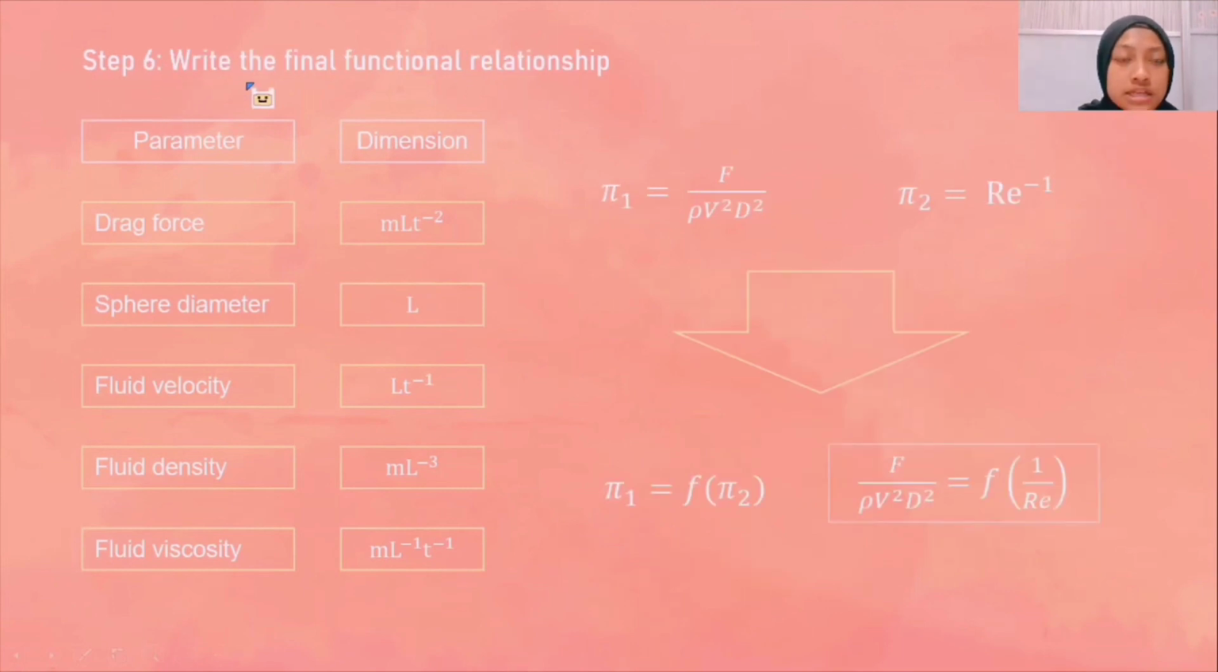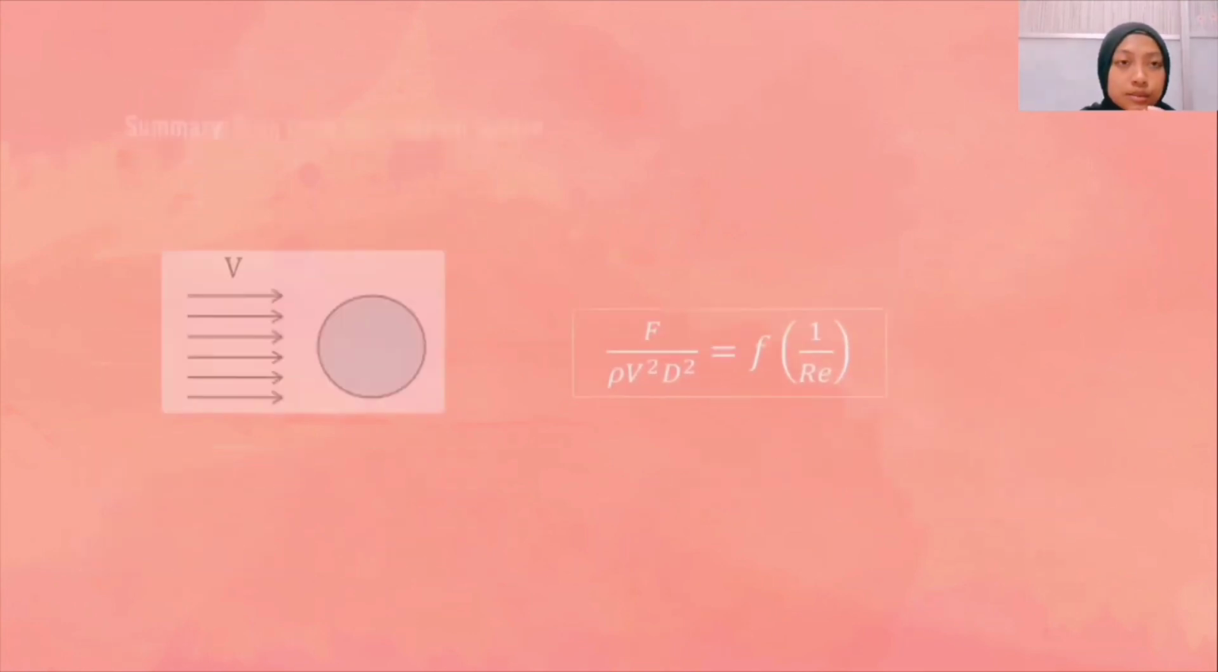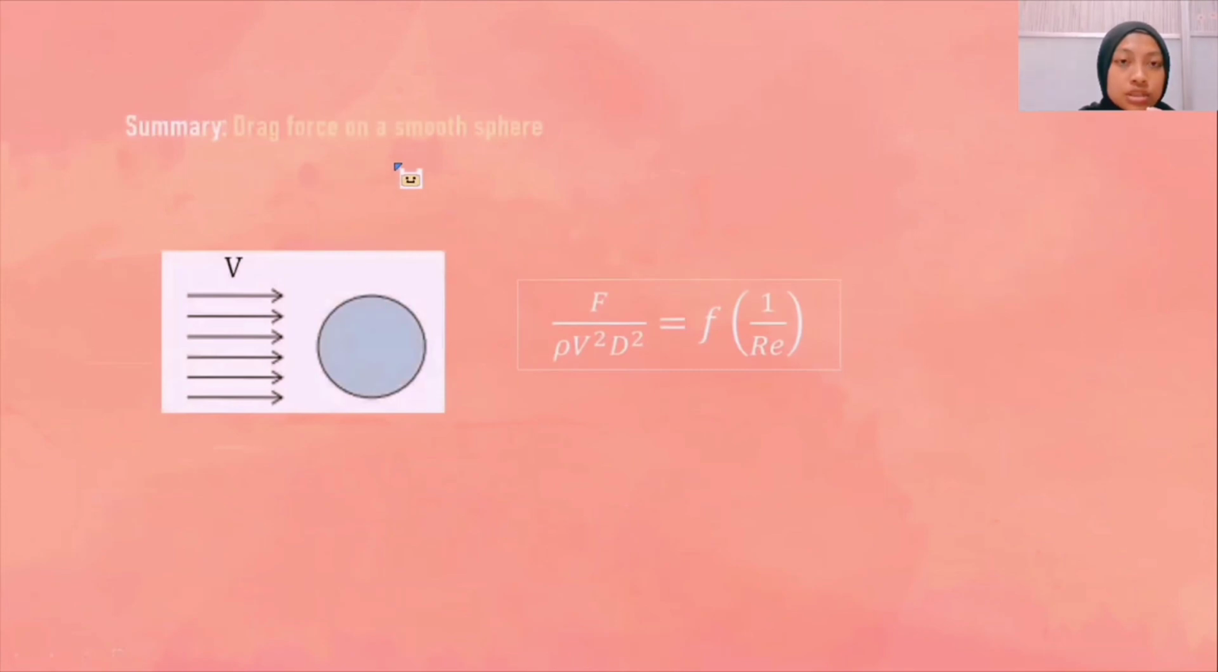Step 6 is write the final functional relationship. We have both expressions for pi1 and pi2. By taking the relationship in the form of pi1 is a function of pi2, then the final relation is F over rho v squared d squared is a function of 1 over Reynolds number. So the relation for drag force on a smooth sphere is F over rho v squared d squared is a function of 1 over Reynolds number.